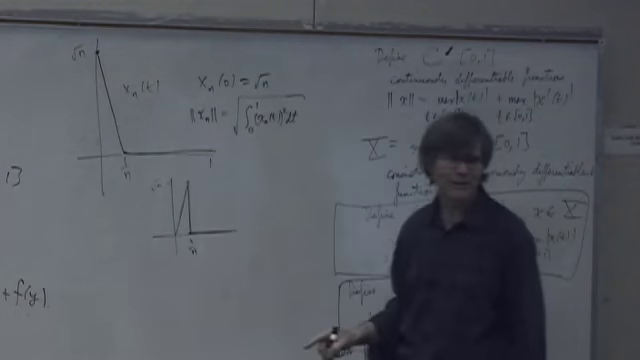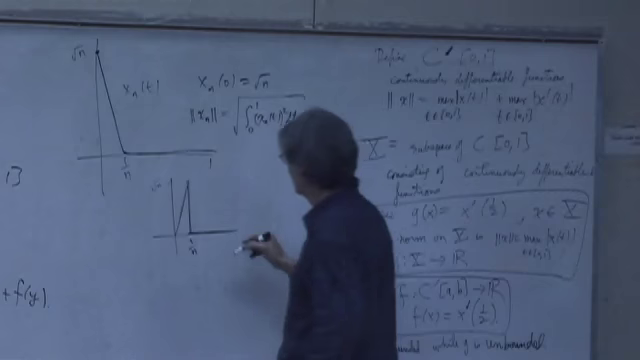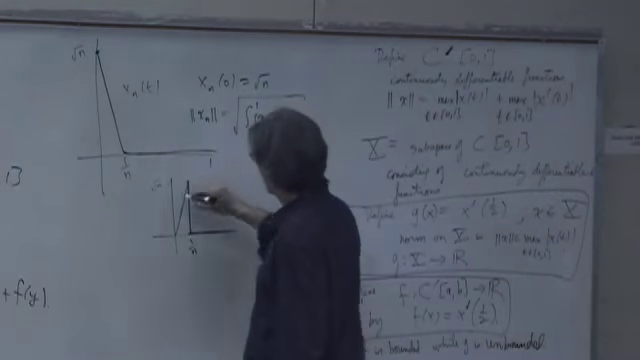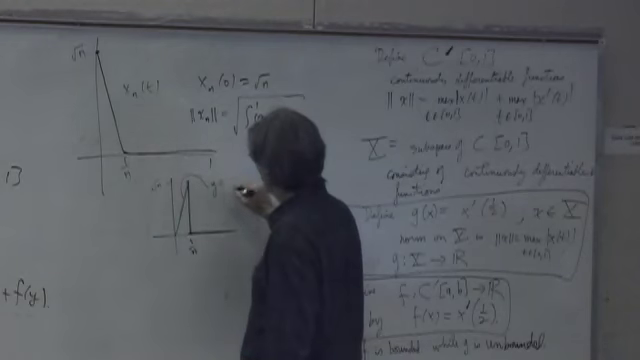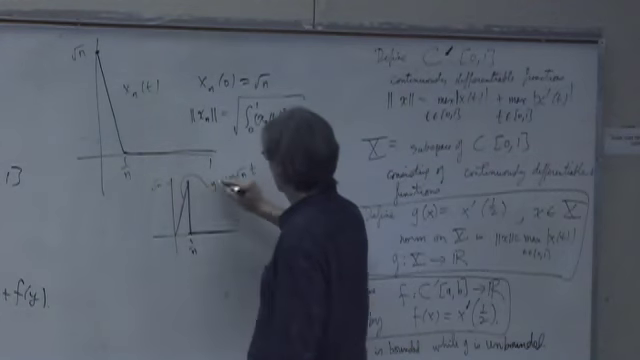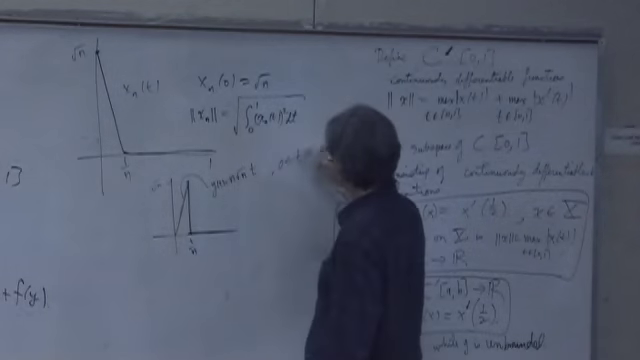But the norm is the same. Okay? So this is what y equals the square root of n squared of nt, or something like that. Y of t equals this, for 0 less than or equal to t less than or equal to 1 over n.